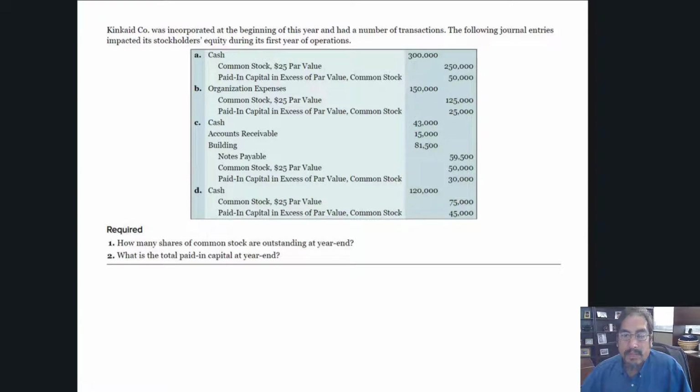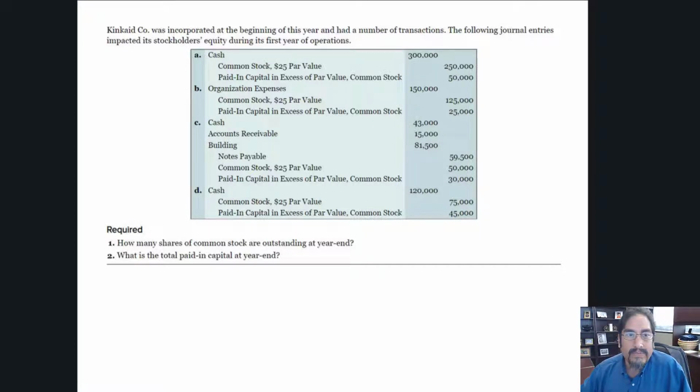This is Chapter 11 in-class problem. So we incorporated at the beginning of the year. We had a number of transactions. The following journal entries impacted stockholder equity during the first year of operations. And they want to know how many shares of common stock are outstanding at the year end and what's the total paid in capital at the year end. So we've got to be able to read these journal entries to understand what's going on.